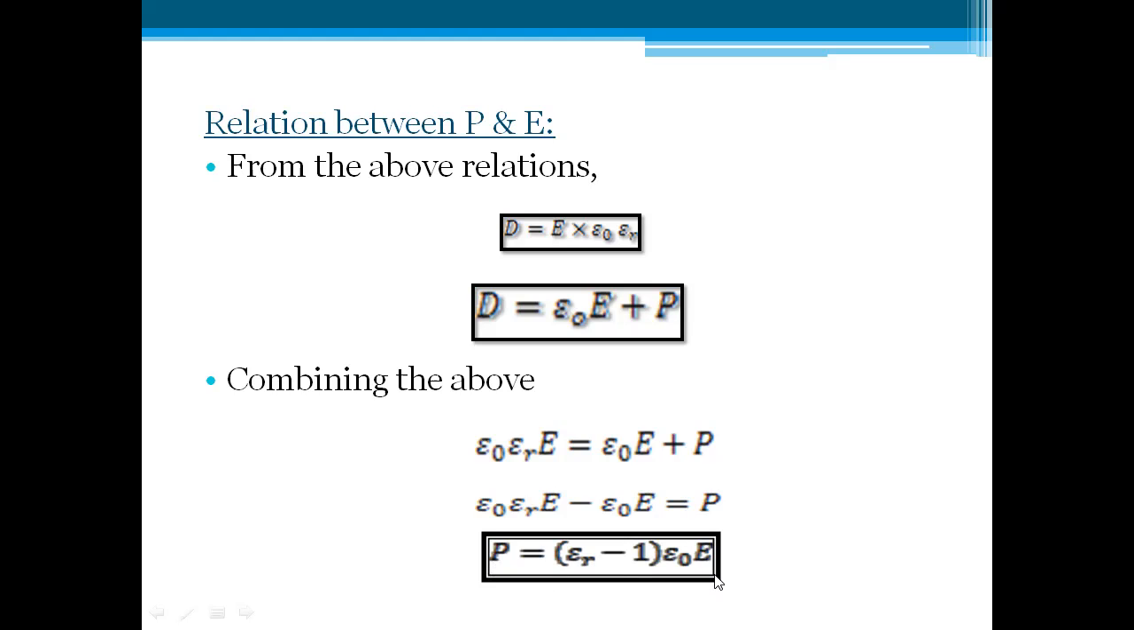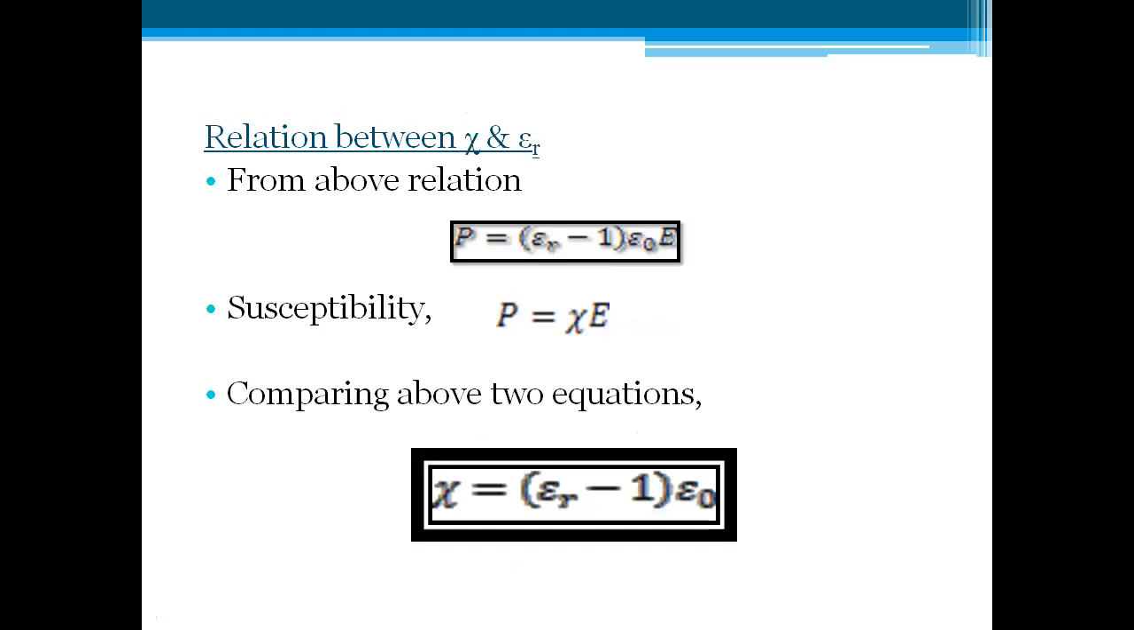There is one more relation, derived between susceptibility and permittivity. From the above relation, P is equal to epsilon r minus 1 into epsilon naught E, and from the definition, P is equal to Xi E. Now if you compare these two equations, the coefficient of electric field intensity is epsilon r minus 1 into epsilon naught in one equation and Xi in the other equation. So comparing those two equations, Xi is equal to epsilon r minus 1 into epsilon naught, which is the relation between susceptibility and permittivity.